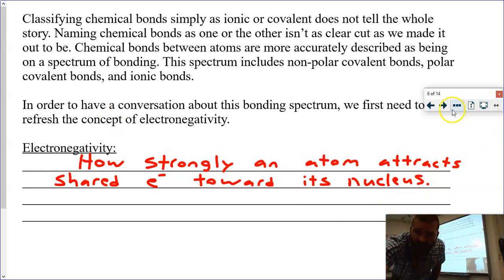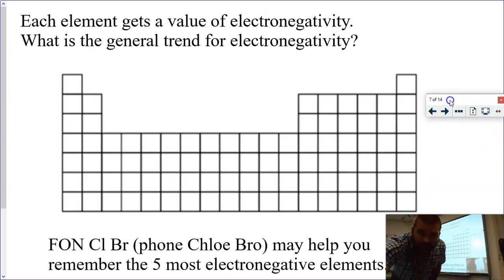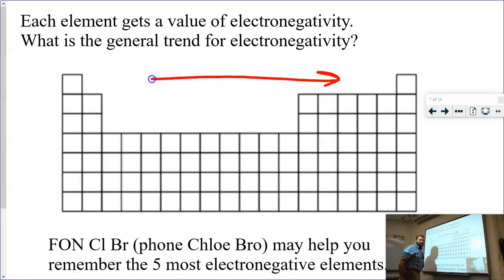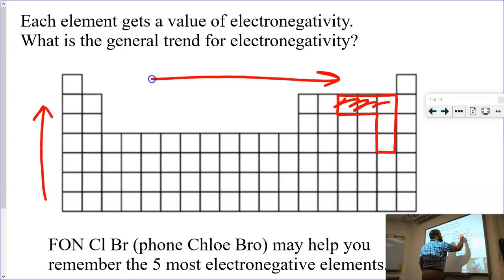Okay, so this was last week's stuff. Let's keep going. All right, we talked about the 5 most electronegative elements on the periodic table. Again, the general trend: across a row from left to right, elements become more electronegative. And then up a column from bottom to top, elements become more electronegative. The 5 most electronegative elements on the periodic table are right here. Okay? These 5. And those are fluorine, oxygen, nitrogen, chlorine, and bromine.